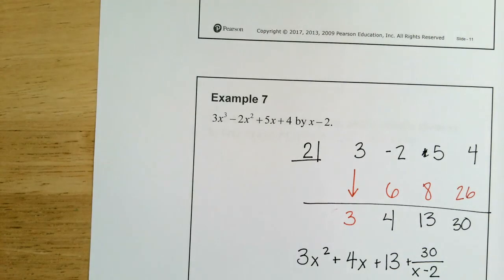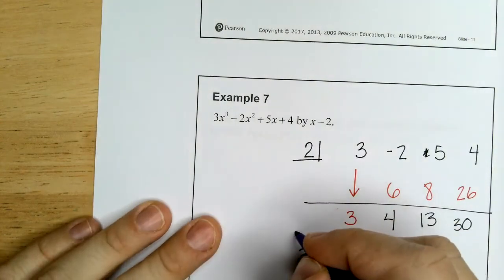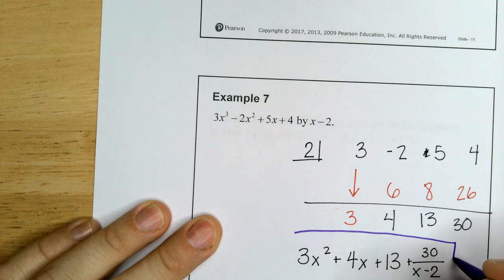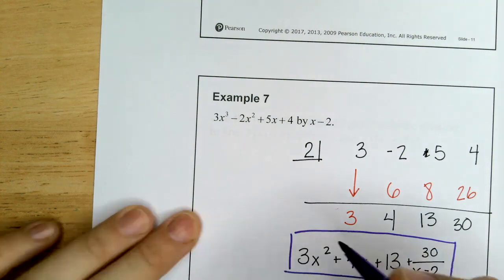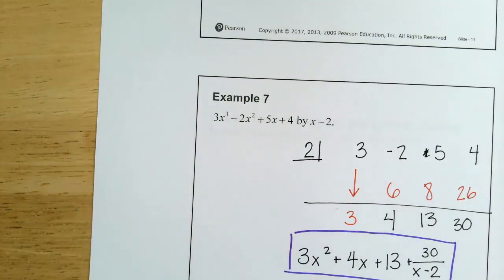That is how to use synthetic division to just do long division a bit faster with polynomials. And that, I believe, is our last example.